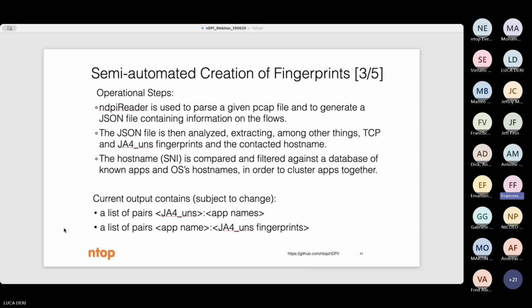And the current output of this system is to associate a single JA4 unsorted with a list of app names that have that JA4, and on the other hand, to have for a single app name the list of all the fingerprints in a JA4 unsorted form.